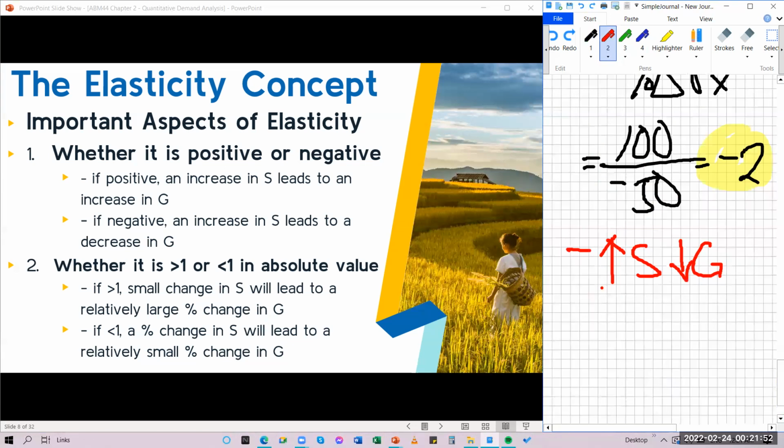Next, it is greater than 1, in which it is a 2. Since it is 2, that means it is bigger than 1. So a small change in your studying will lead to a large change in your grade. For example, if you change it from -15 to -25, a small effect probably decreases your grade even more. So that's another example.